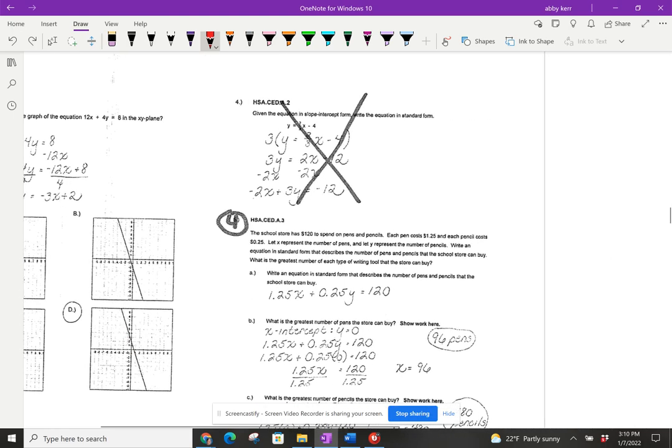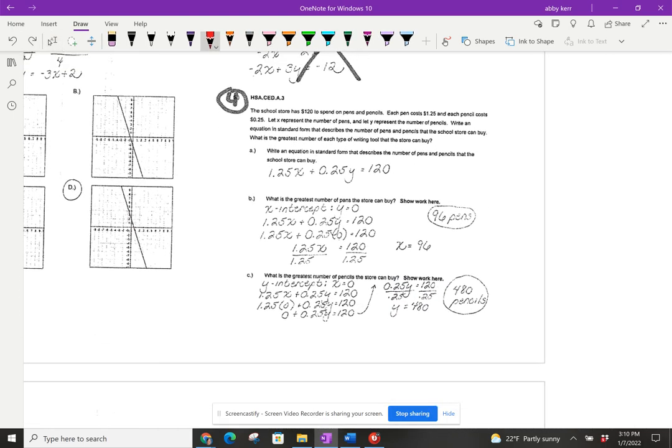For number 4, same idea as number 2. You're going to create an equation. It says the total is 120. We know each pen costs $1.25. Each pencil costs 25 cents. So we're talking about the X's here. X's are the pens, and we don't want any pencils. So that is why our y equals 0, and you're going to get a total of 96.